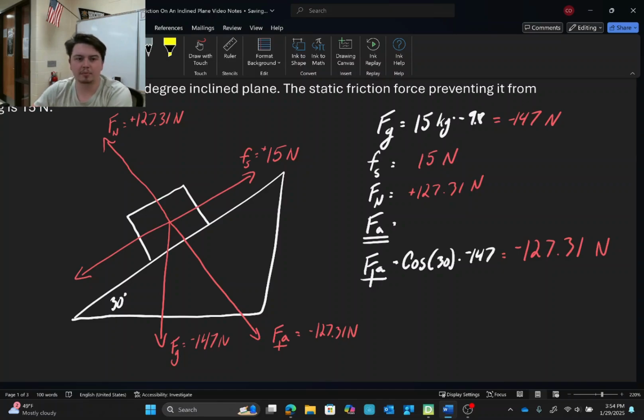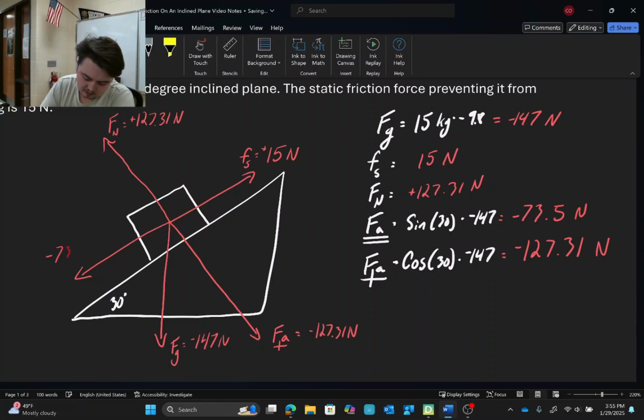Now we need to find our force applied that is parallel to the body. So we are going to do a sine of theta, which is still 30, times the force of gravity, which is still negative 147. And that is going to give us negative 73.5 newtons. Negative 73.5 newtons is our force applied parallel.